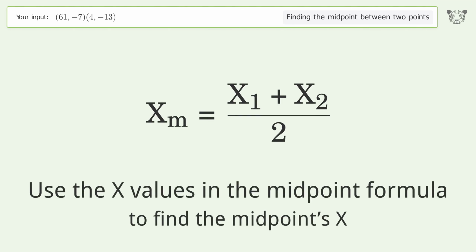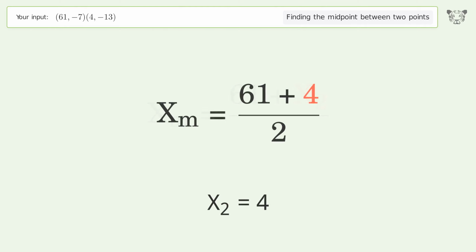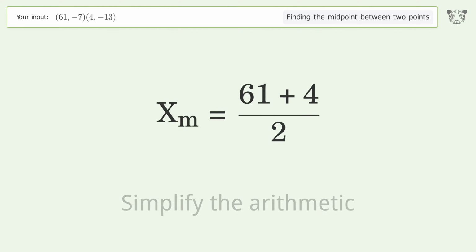Use the x values in the midpoint formula to find the midpoints x. x1 equals 61. x2 equals 4. Simplify the arithmetic.